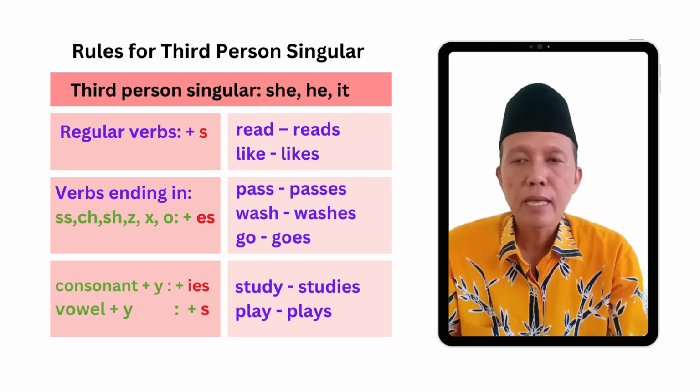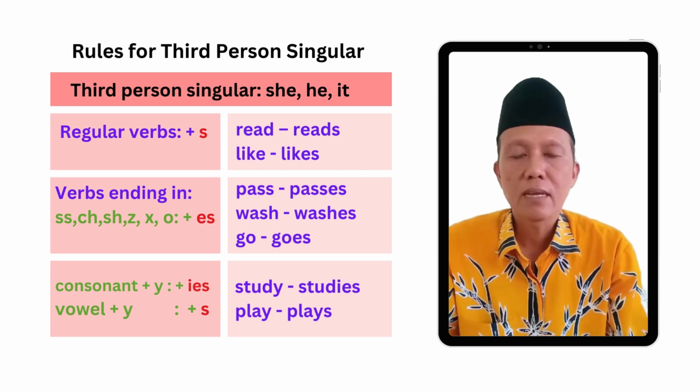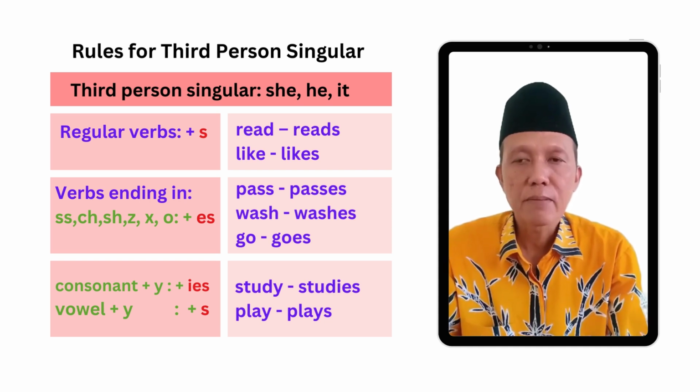For verbs ending in consonant plus Y, we add IES. For example, study becomes studies. For verbs ending in vowel plus Y, we add S. For example, play becomes plays.